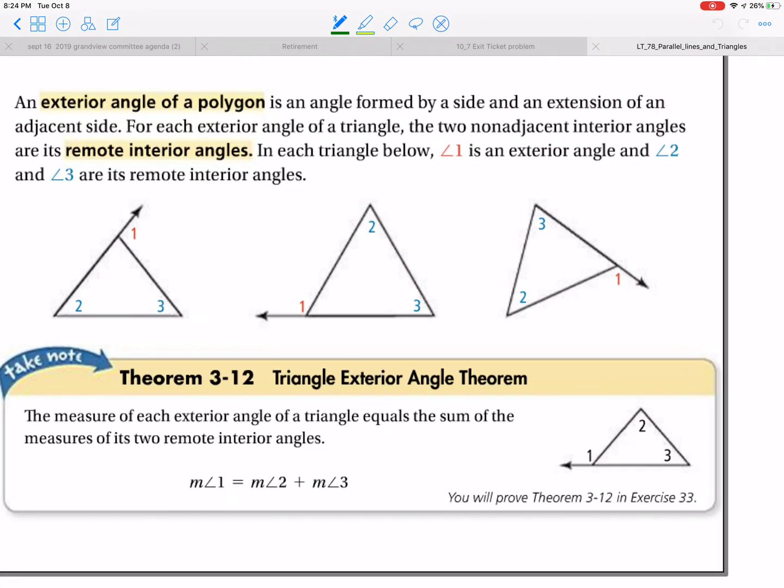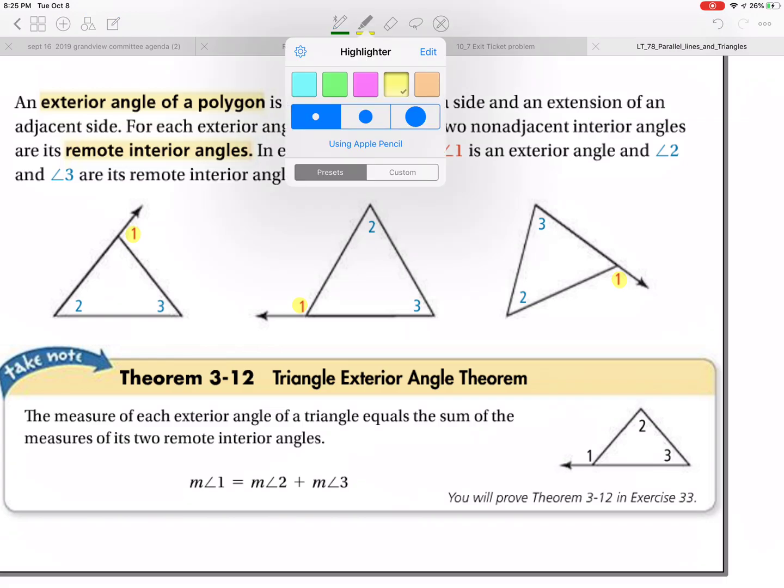An exterior angle of a polygon is an angle formed by a side and an extension of an adjacent side. For each exterior angle of a triangle, the two non-adjacent interior angles are what we call remote interior angles. In each triangle below, angle 1 is exterior, so the red angle is exterior because we extended one of the sides, and the angle we got on the outside is called the exterior angle.